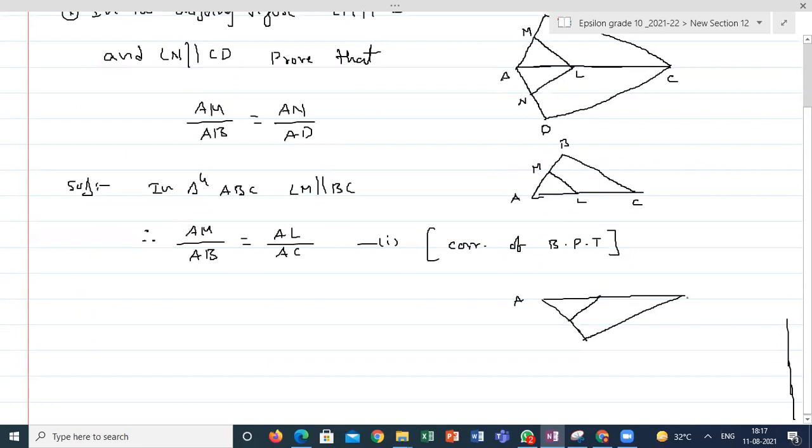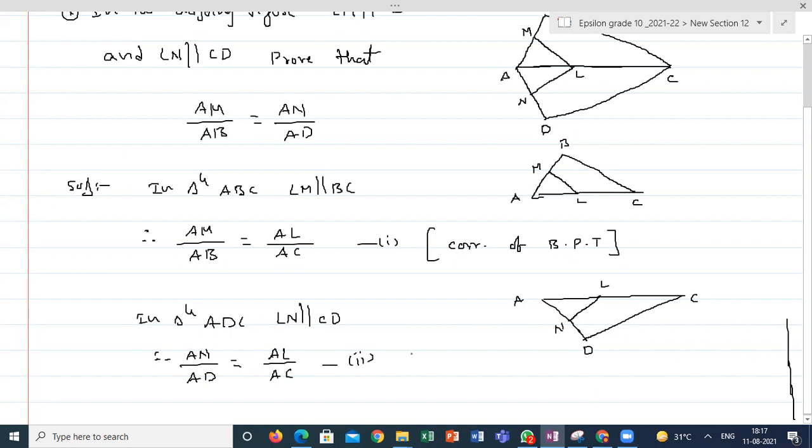I'm taking the ACD triangle, LN. So according to the given, in triangle ADC, LN is parallel to CD. If I am applying the corollary of the basic proportionality theorem, which gives A and AD values, I can take AN by AD is equal to AL by AC.